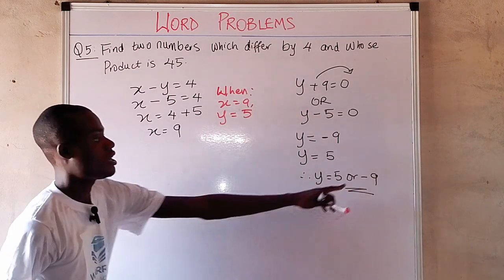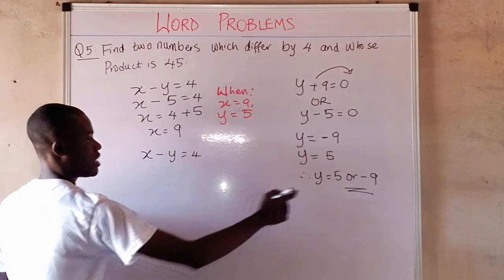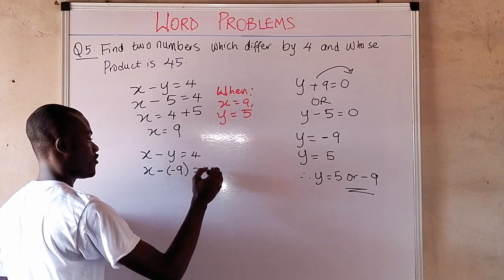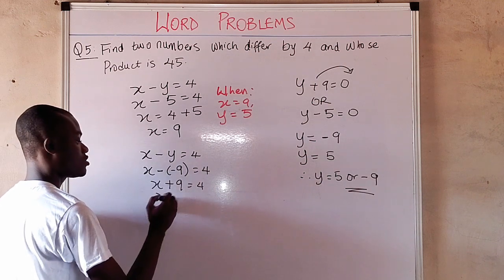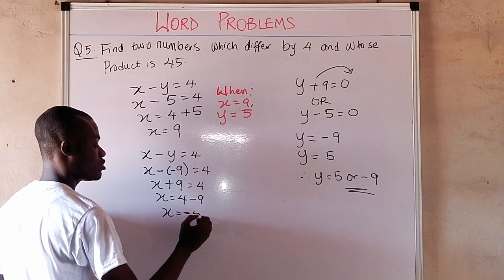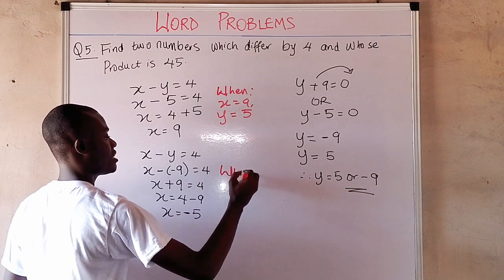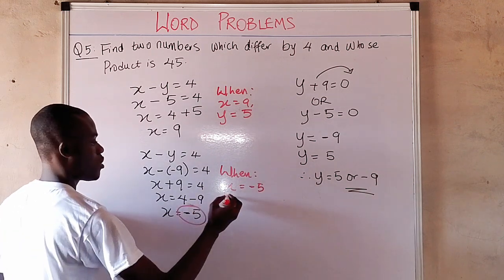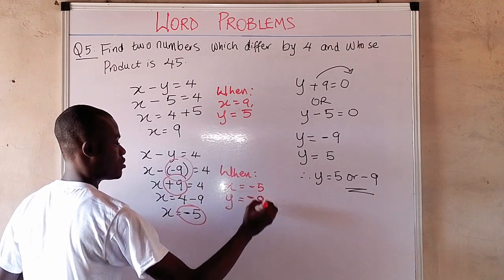So we also have another value for y. In that second equation, x minus y is equal to 4 again, and y is minus 9. So x minus minus 9 is equal to 4, and minus times minus is plus, so x plus 9 is equal to 4. When we collect like terms, x is equal to 4 minus 9, and 4 minus 9 is what? Minus 5. So also we have it as when x is minus 5, in this particular case, y is minus 9.